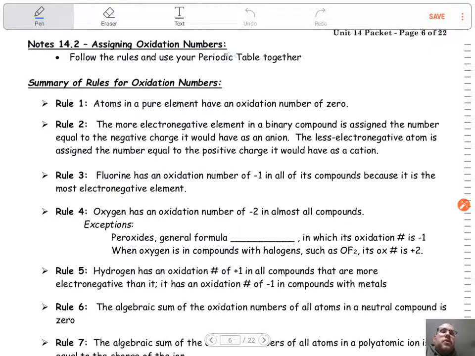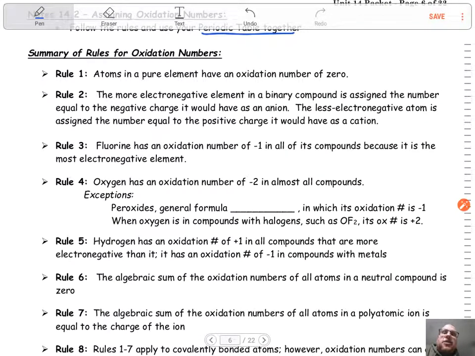So follow the rules that we're listing here, and then use your periodic table as well. So if you don't have your periodic table out right now, get it out, okay? Or borrow one of mine, because you can't do this without your periodic table, especially early on. The more you practice this, the faster you're going to get, and the more you're going to remember these rules. Don't skip on the practice. I've got plenty of practice that I can give you.